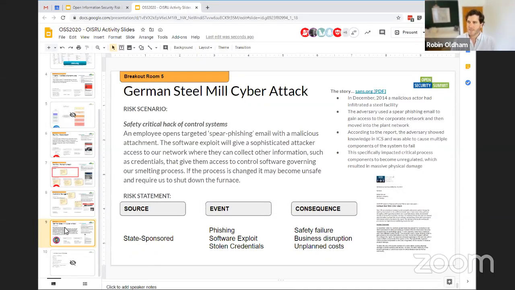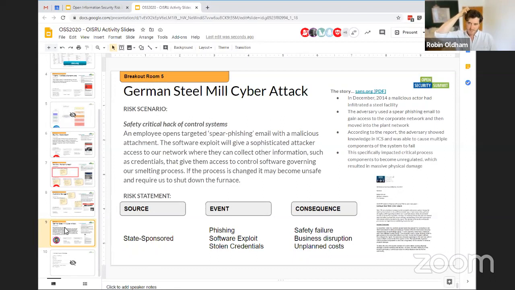I've got the last one while I was sat waiting for everyone to come back. The German steel mill cyber attack. It was back in December 2014, I think. One of the German intelligence agencies announced that there had been an attack on a steel mill that caused some catastrophic damage. So we tried to write this out as a scenario.